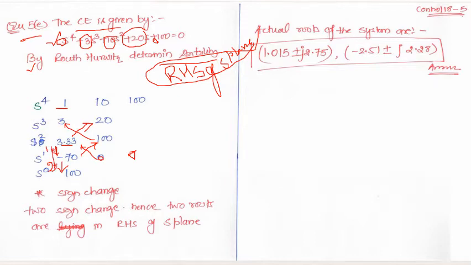This shows that the given system has two sign changes, hence two roots are lying in the right hand side of the S plane. And we have used Matlab to calculate the actual roots of the given polynomial. This comes out to be 1.015 plus minus j 2.75. Obviously the real part is lying in the right hand side, and that's your answer. So two roots are lying in the right hand side, whereas the other two roots are lying in the left hand side of the S plane.